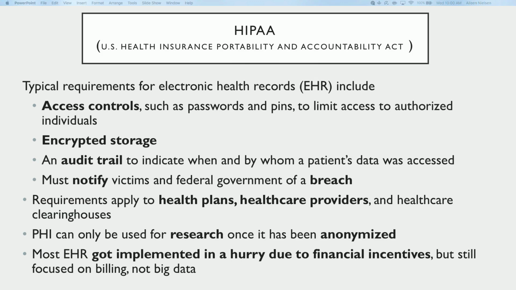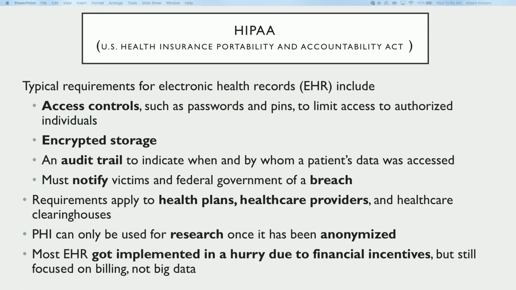I want to talk a little bit about HIPAA because that is extremely important to the US healthcare landscape. There's a few things to keep in mind. Requirements for electronic health records, right? If you are working in some kind of clinical organization, you will deal with this as you build your pipeline. You need access control, such as passwords. You need encrypted storage. You need an audit trail to see who looked at records, when, and why. And if you do have a breach, you need to notify victims and the federal government. These are very stringent requirements, not impossible by any means, but they will also mean that your data science team has limited access to this information, even if you do have a data science team in your healthcare organization.